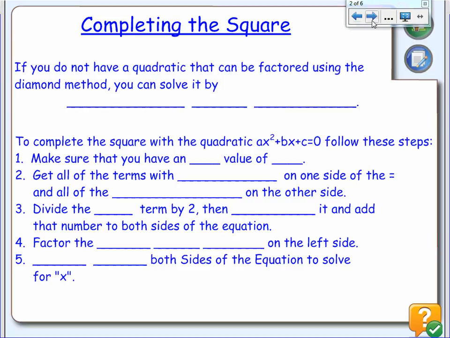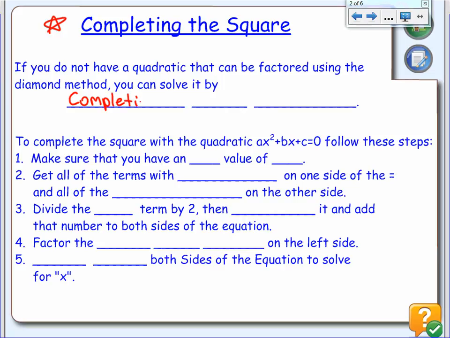So, first we have a nice little notes page. This page, if I were you, I would star, because this is going to give you directions on how to complete the square. Completing the square is a brand new thing to us. You've never seen it before. And what we needed was a way to solve things that we didn't know how to easily factor using the diamond method. So, if you do not have a quadratic that can be factored using the diamond method, you can solve it by completing the square.